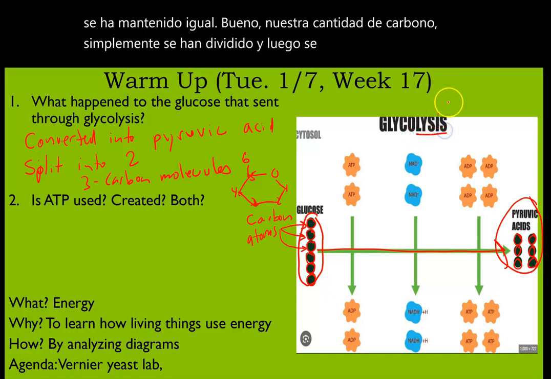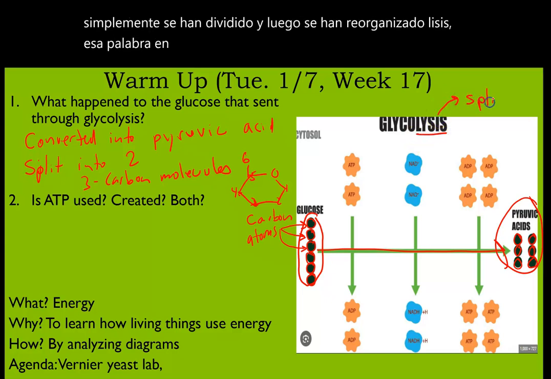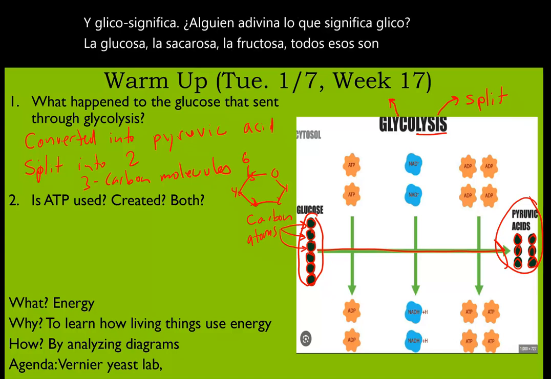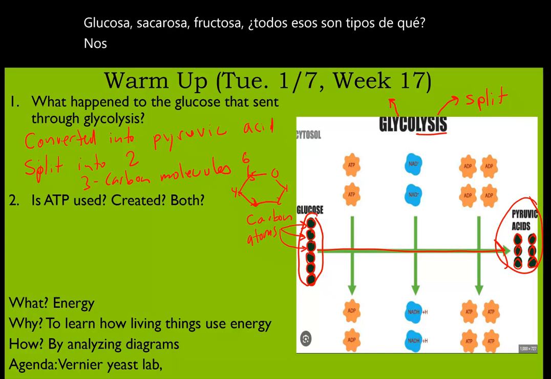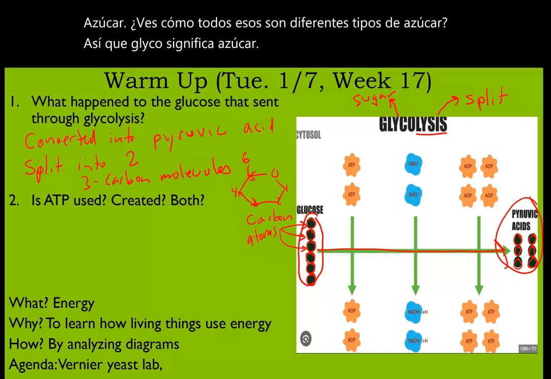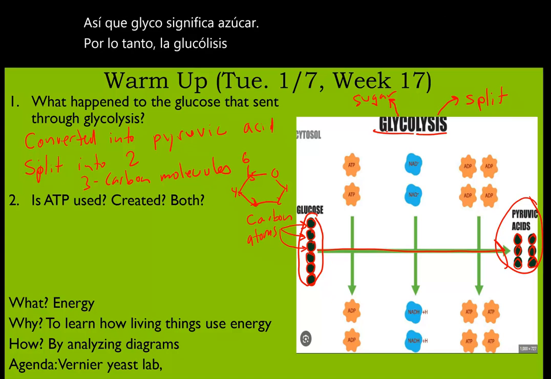Lysis, that word itself means to split. And glyco means, anybody guess what glyco means? Glucose, sucrose, fructose. Those are all types of what? We like to put these in food to make it sweeter. Sugars, yeah. So glyco means sugar. So glycolysis means splitting sugars, and that's what we did right here. We split that sugar in half.